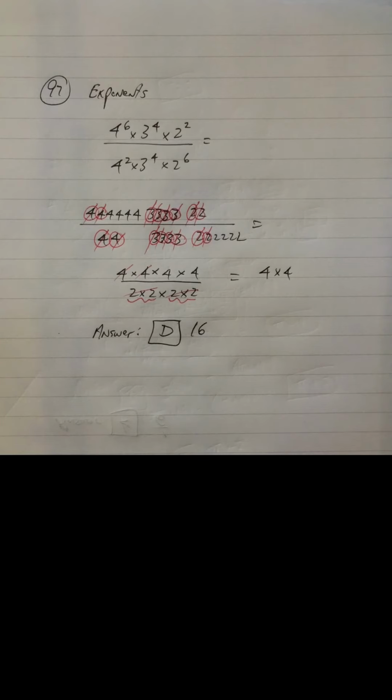Question 97. Expanding the exponents may be a fast way to simplify this expression. 4 to the 6th times 3 to the 4th times 2 squared, upon 4 squared times 3 to the 4th times 2 to the 6th. When the numbers are expanded out and matching factors are canceled, top and bottom, the problem reduces to 4 times 4 times 4 times 4 over 2 times 2 times 2 times 2.